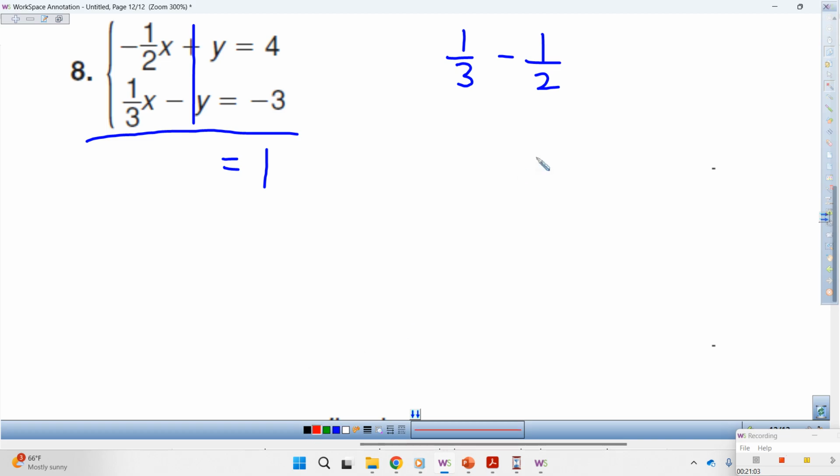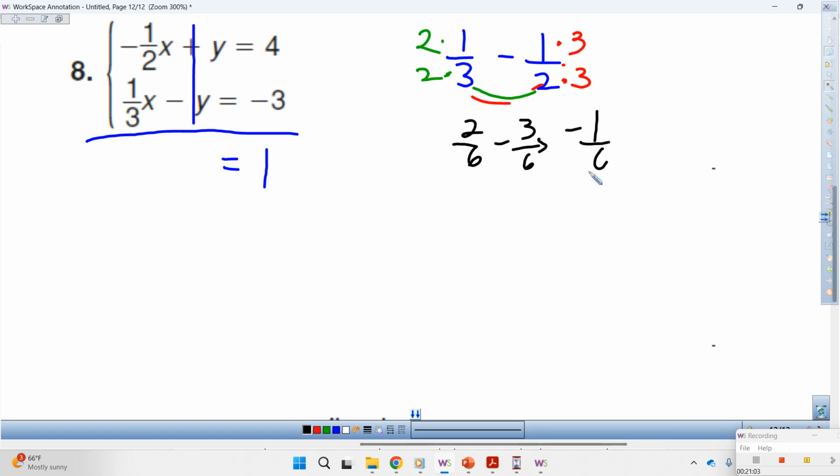Well, Mr. Q, we need a common denominator. So that means this one we multiply times 3, top and bottom. And this one over here we multiply times 2, top and bottom. So we end up with 2/6 minus 3/6. And that gives us negative 1/6. So these two combined is negative 1/6 x.